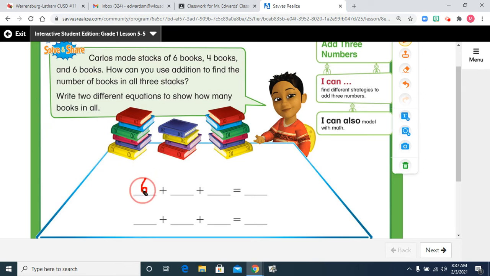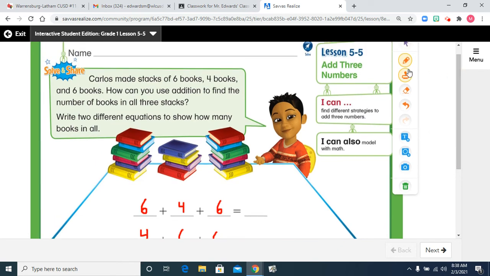So he had 6 books, 4 books, and 6 books. And then let's make another equation, but we'll put the numbers in a different order. We'll start with the 4 first, and then we'll go 6, and then we'll go 6 again.